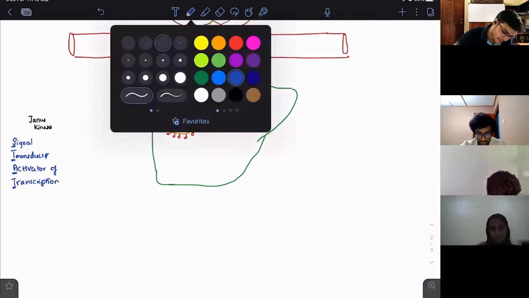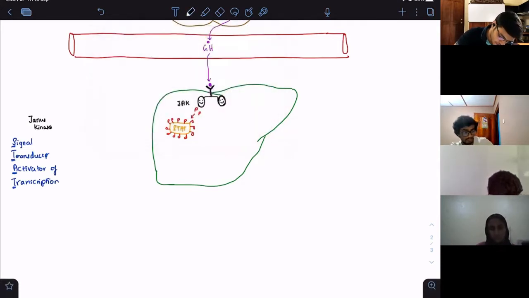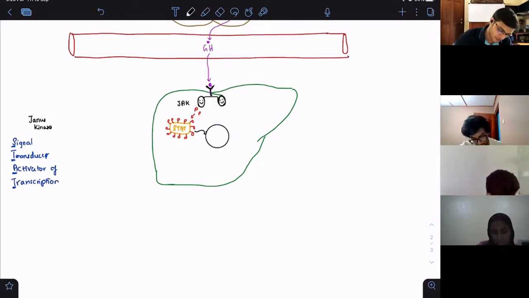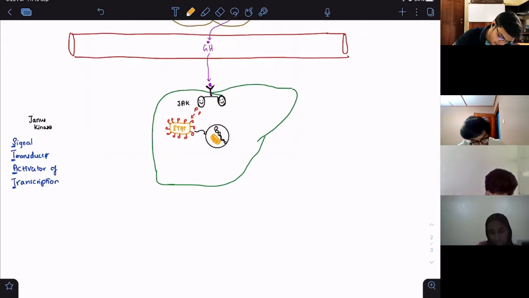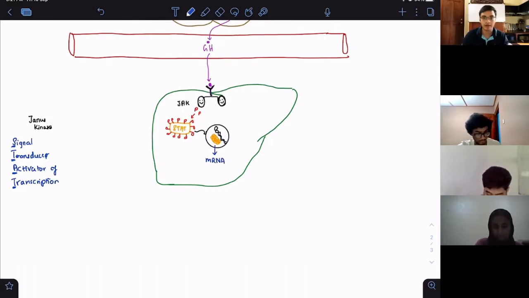This STAT, guys, once it gets activated after getting phosphorylated, will come into the nucleus of the hepatocytes. You all know the nucleus has the genetic material. The STAT molecule will come and start transcription of certain genes. What happens when we transcribe, guys? What do we produce? We produce certain mRNA molecules.